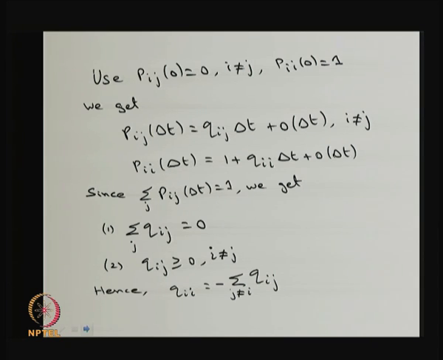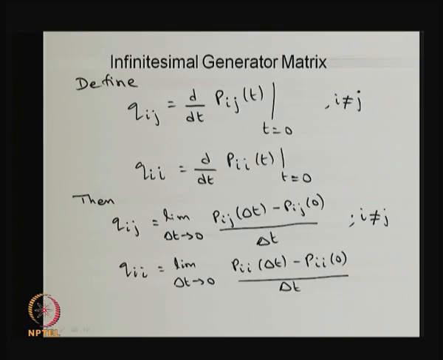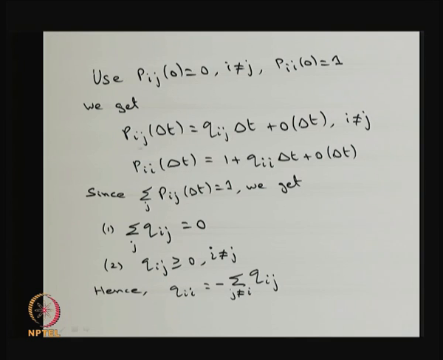So, use this in the previous limit: p_ij(0) is equal to 0 and p_ii(0) is equal to 1. You substitute, then the limit as delta t tends to 0. Therefore, the p_ij(0) term will go to this side, so q_ij times delta t. Therefore, p_ij(delta t) is nothing but q_ij multiplied by delta t plus small o of delta t. That means as delta t tends to 0, this whole quantity will tend to 0.